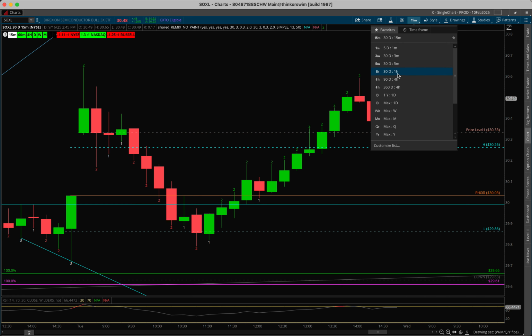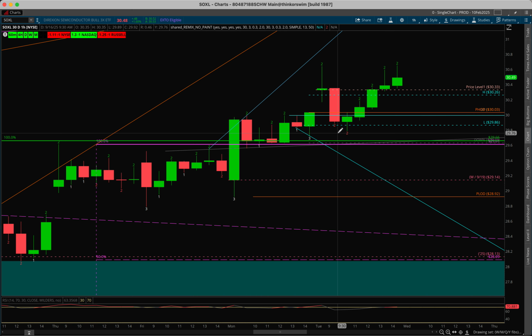And if we look on the 1 hour, we can see again this is just a higher low in the sequence of the trend. So we're pushing back up. We haven't quite made a higher high here. This high was 30.64. Oh, we did actually, so 30.65. So just barely made a higher high there. So we're continuing the trend in the upward direction on the 1 hour.